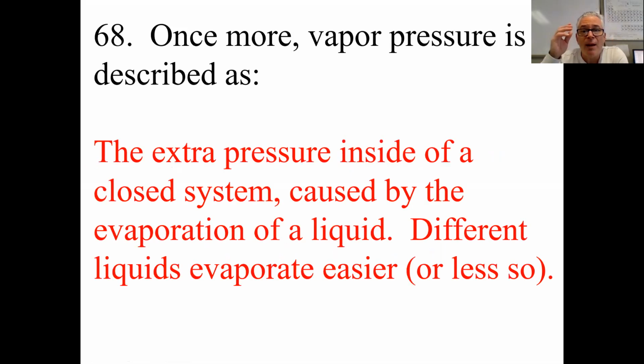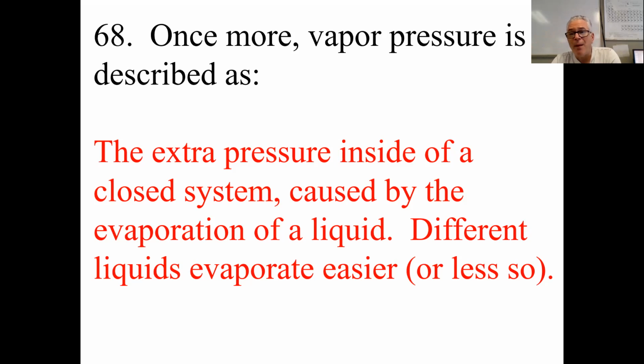Vapor pressure is described as that extra pressure on the inside of a closed system, like a sealed can or a sealed bottle or a corked flask. In that little space above the liquid, there's air pressure that's going to match the air pressure outside. The vapor pressure is the extra pressure inside that little space caused by the evaporation of the liquid.